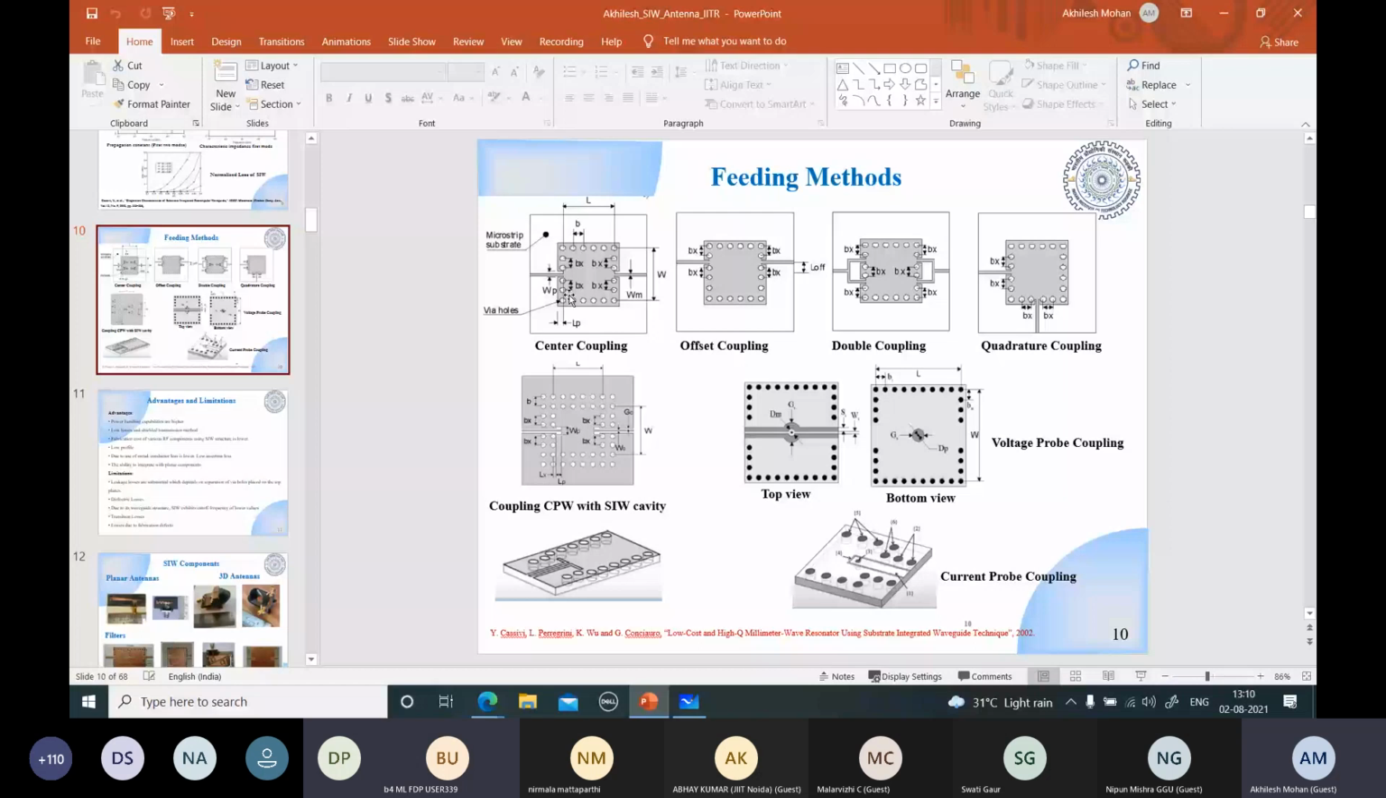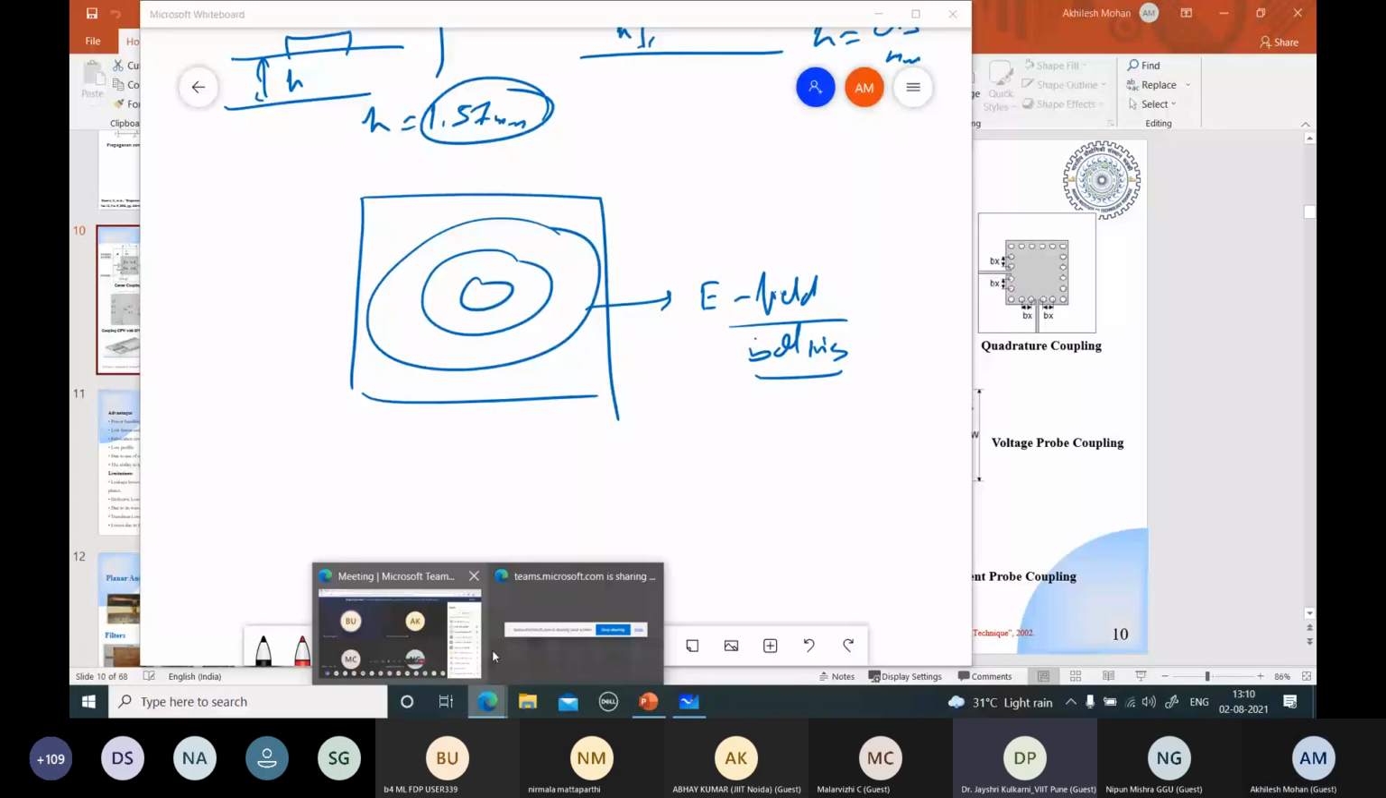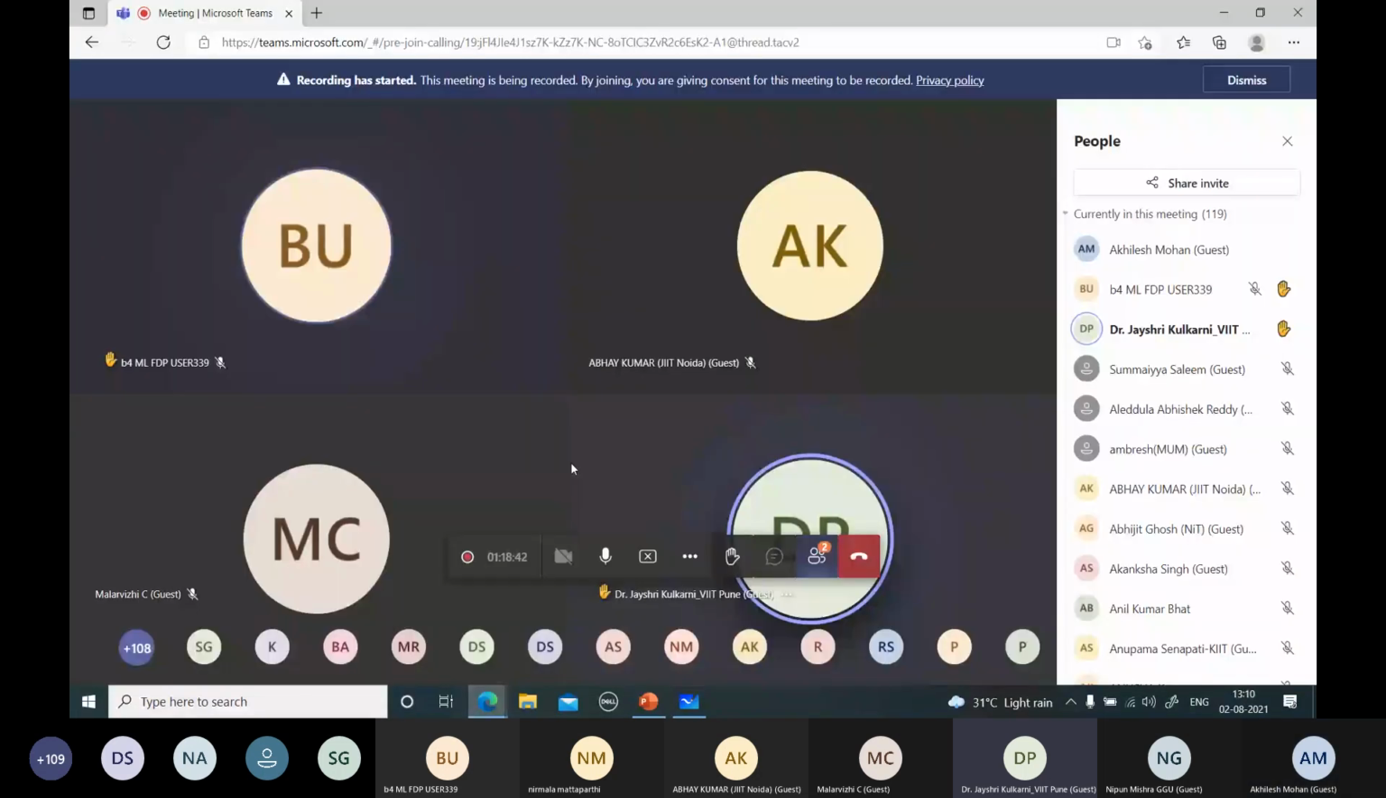Okay. Hello, sir. Yeah. Sir, it is a really wonderful session. I just wanted to know, can I say resonating frequency equals TE110 mode, for example? Resonating frequency of TE110 mode? Yeah. It is a resonating frequency, definitely. So, sir, can I say resonating frequency is nothing but my TE110 mode?